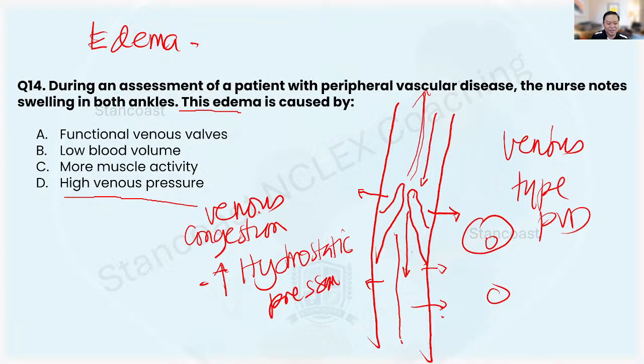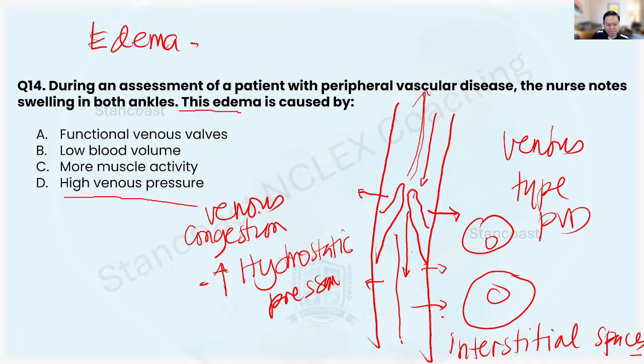Interstitial spaces. That's why you're going to see the patient with edema. And like I said earlier about the discoloration in a peripheral vascular disease venous type, remember about the brown discoloration? That is the hemosiderin stain.